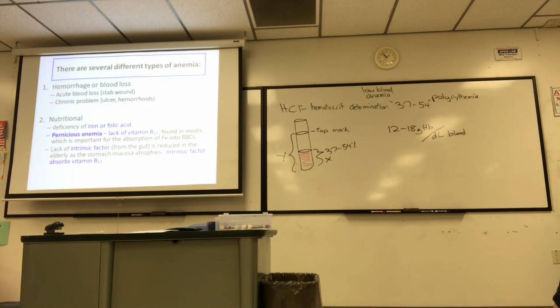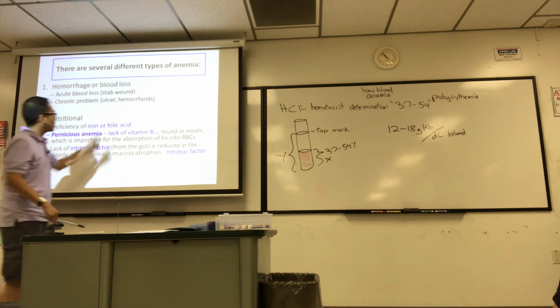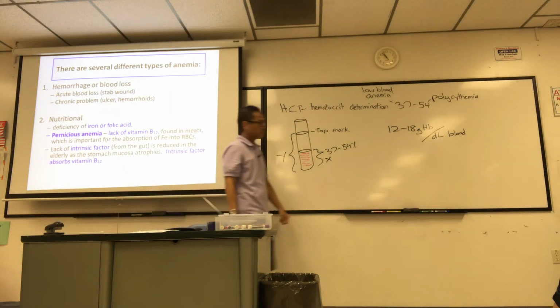So there are several types of anemia. Remember, anemia means low blood. You can have just hemorrhage or blood loss. Obviously, that can cause low blood. Maybe an ulcer, maybe chronic hemorrhoids.